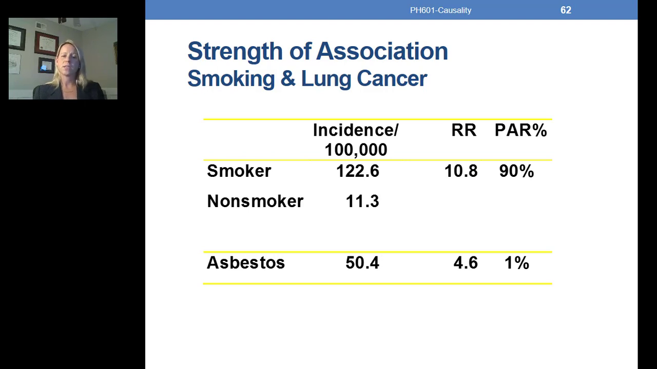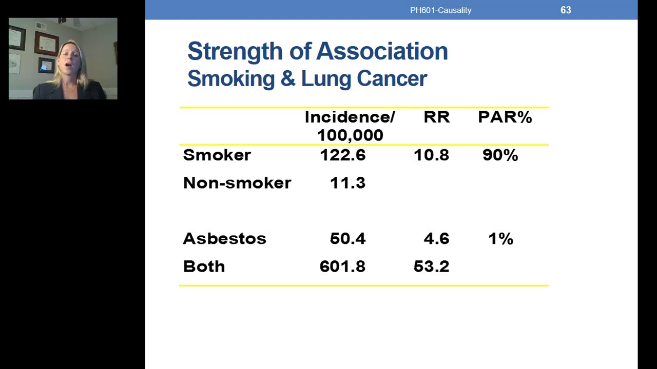So while asbestos is a known risk factor for lung cancer, the strength of the association, at least in these data, is less than that for the smoking risk factor. And the population attributable risk is small. It's only 1%, compared to 90% for smokers.